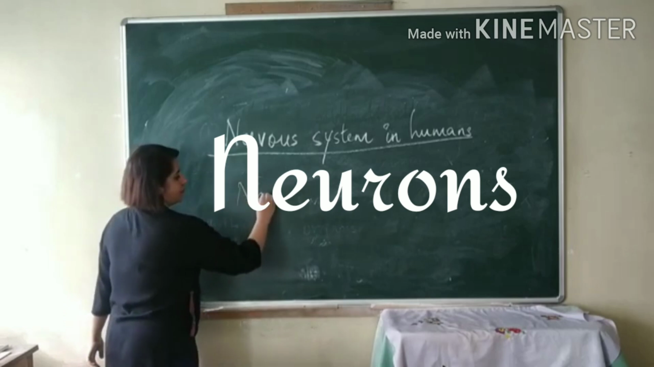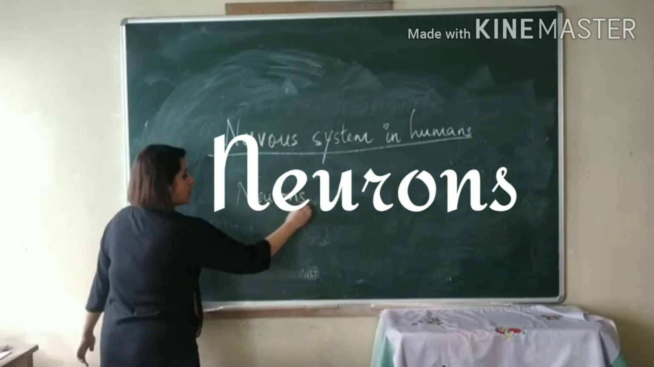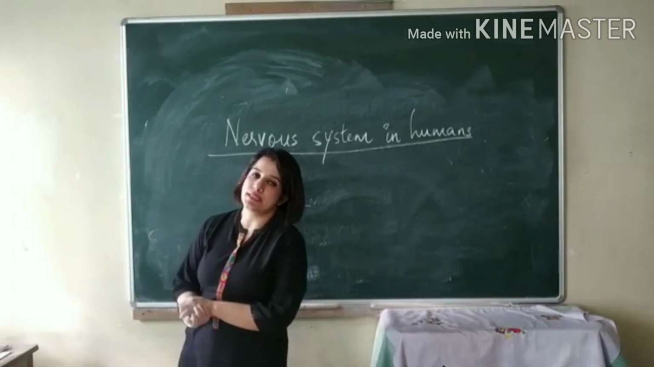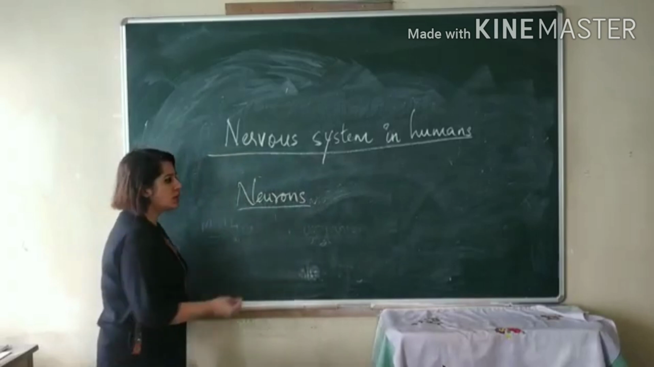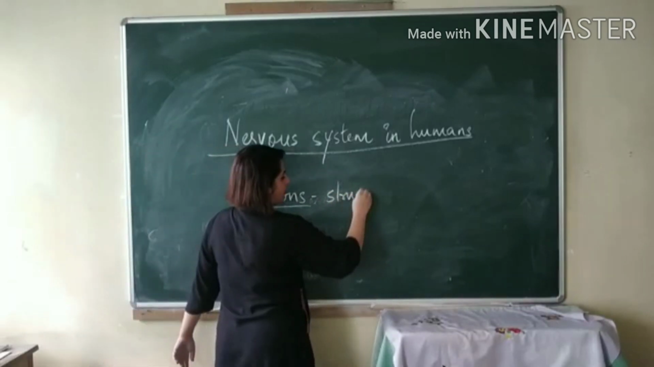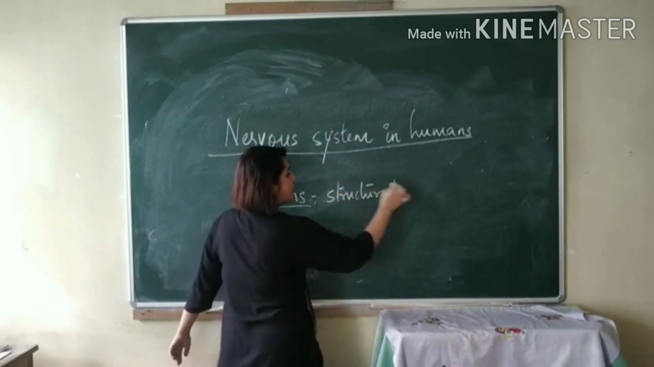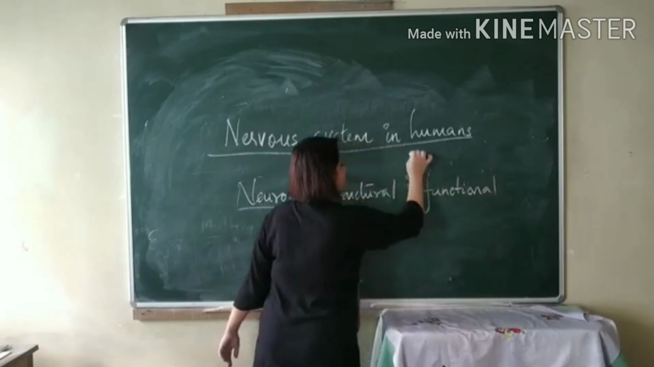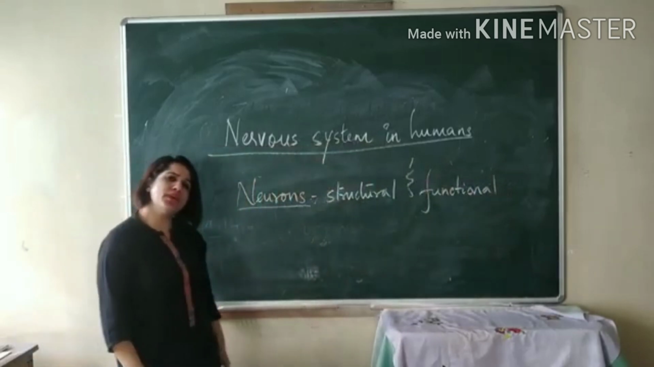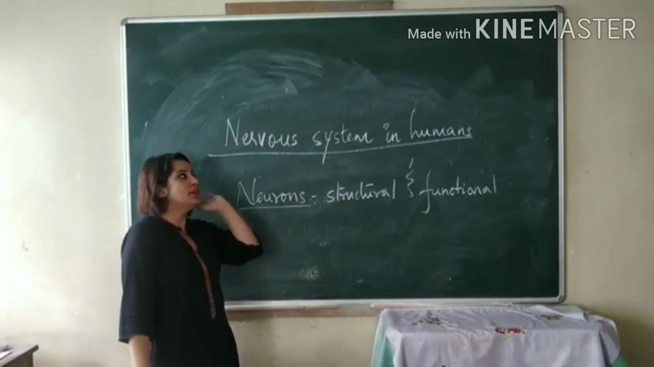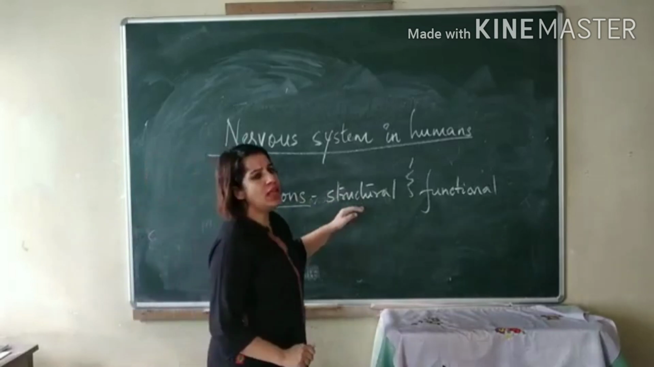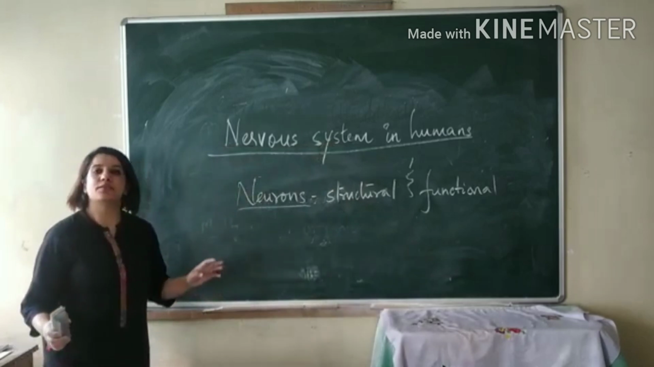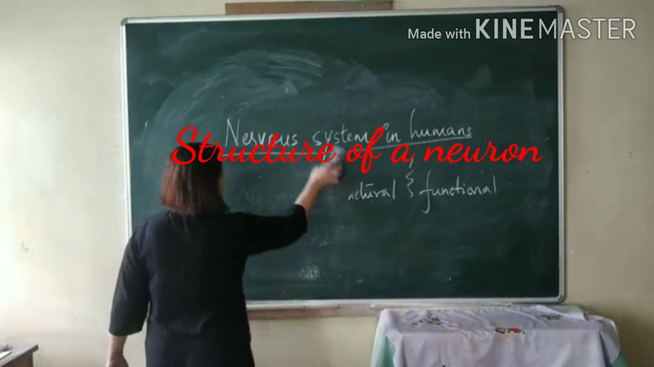Neurons are the special cells that form the nervous system. So, neurons are called the structural and functional unit of the nervous system. So neurons are specialized cells that you find in the nervous system. They are the structural and functional unit of the nervous system. So let's discuss about the structure of a neuron.